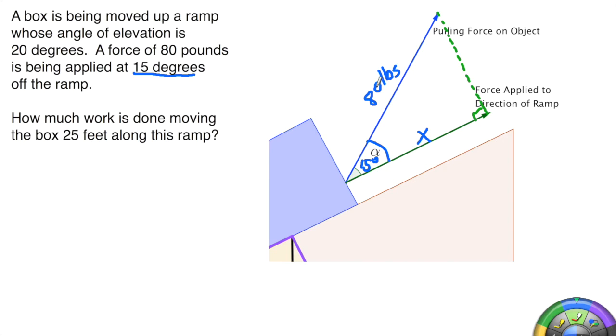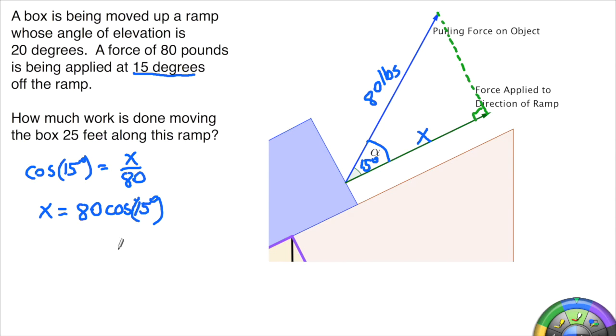Angle, adjacent, hypotenuse. So we can do cosine of 15 degrees is equal to x over 80. And therefore, x is equal to 80 cosine of 15. I like my parentheses. All right, so this is the amount of force in the right direction. So I'm just going to call it F1. This would be F, and this would be F1, the force that's really being applied.